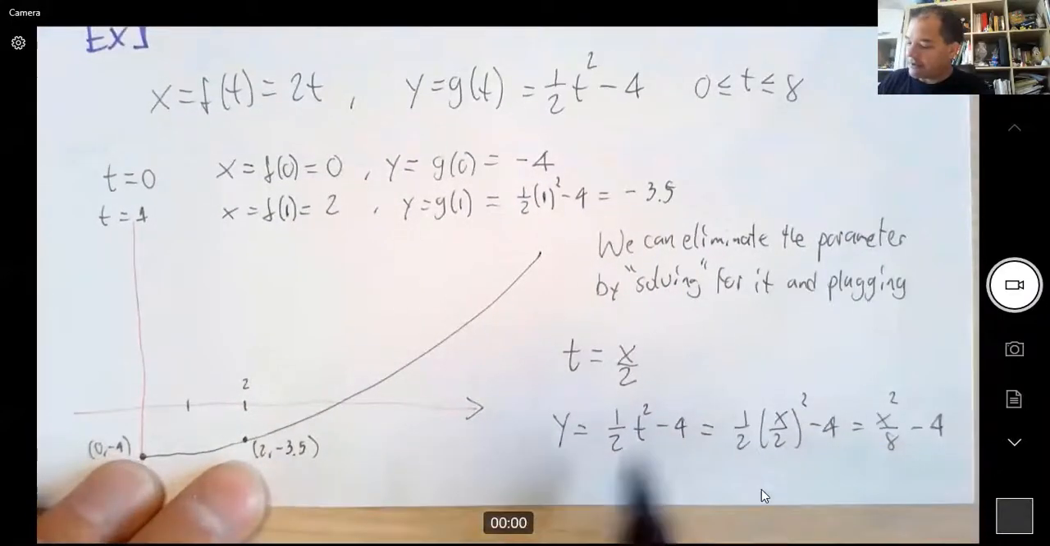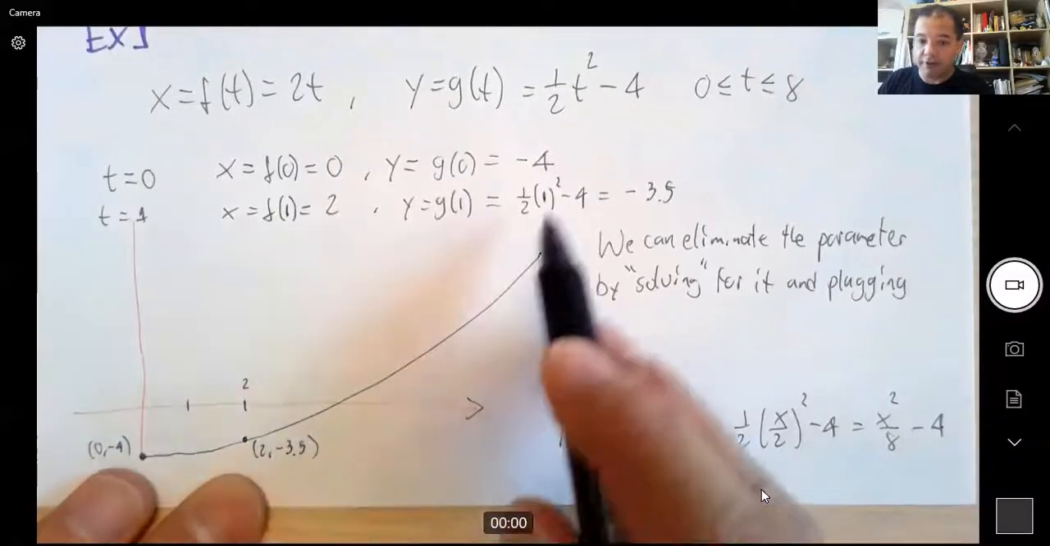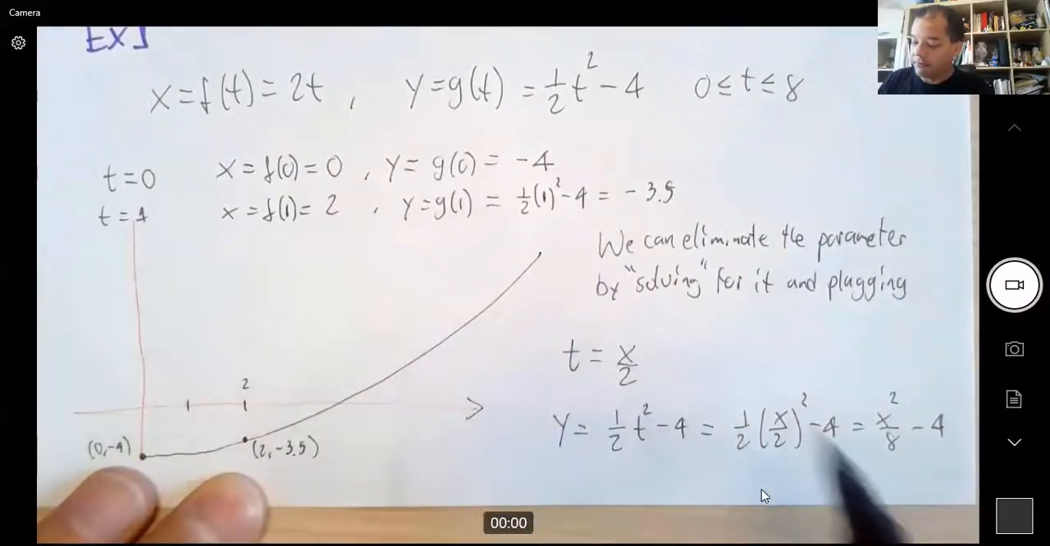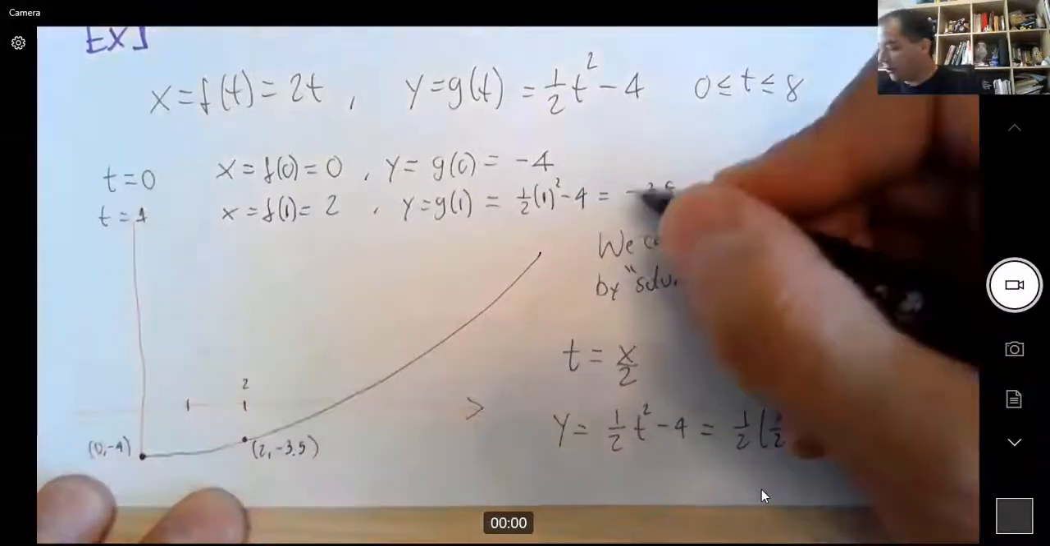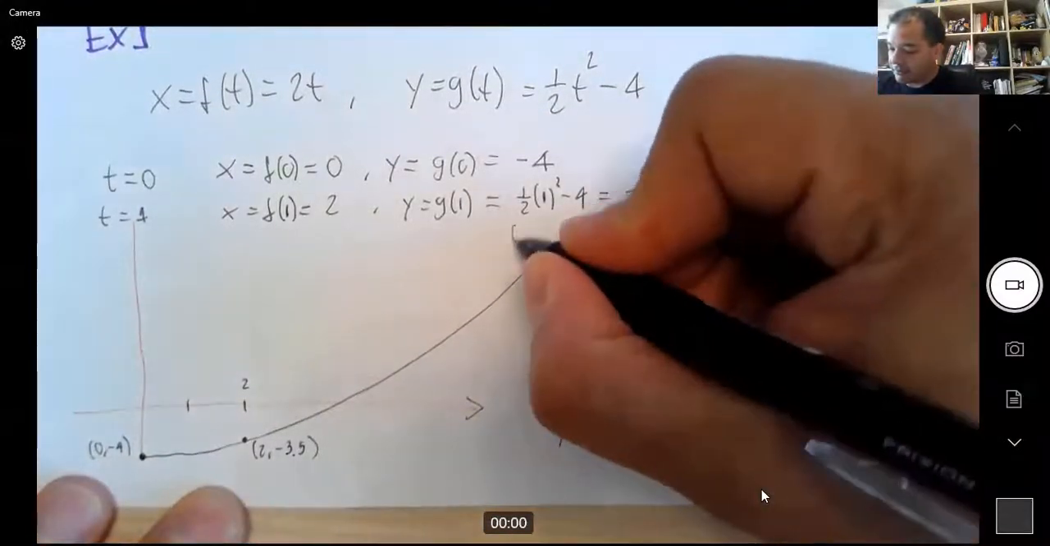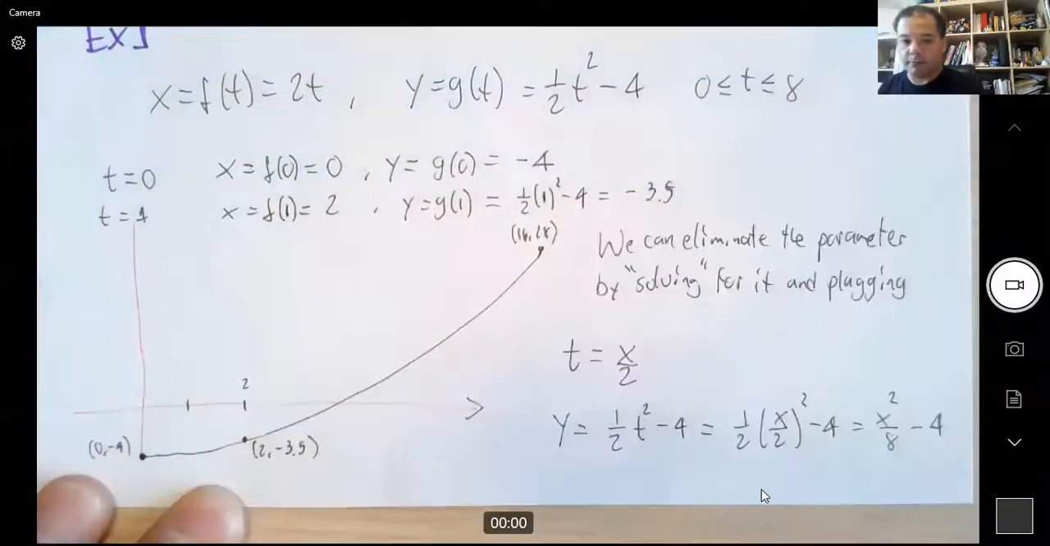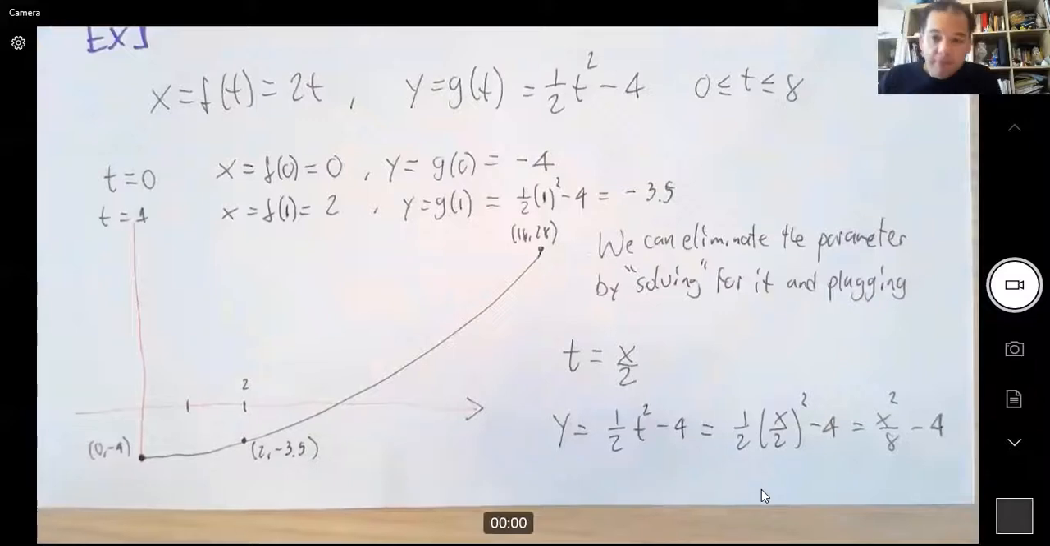And now we recognize this as a parabola, right? It's a parabola, and now we know that this curve is actually a piece of a parabola, from the point 0, -4, to this point, which I didn't calculate, but it's 16, 28, based on the page from your book. All right?